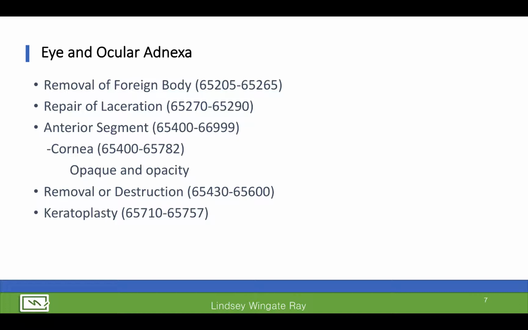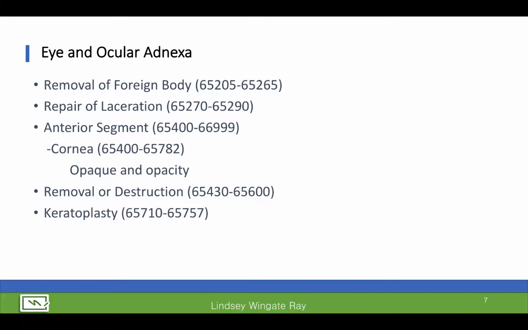Anterior segment codes are 65400 through 66999. The anterior segment begins with cornea, 65400 through 65782. The cornea is the outermost and transparent layer of the eye. Opaque, O-P-A-Q-U-E, means impervious to light. Opacity is lack of transparency. Both are problems if applied to eyes and vision. If the cornea is not clear, it may require removal.